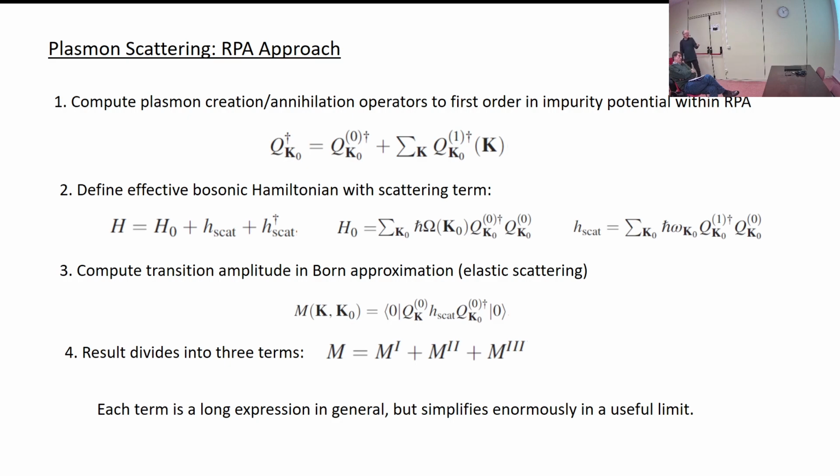And the idea here now is, now I've got the scattering Hamiltonian, I'll use this as my perturbation for the Born approximation. So we can calculate then a scattering amplitude. It's a long calculation, somewhat involved, but there is a useful limit where you can get results that are nice and easy to interpret. So what you find in general is that the result breaks up into three terms.